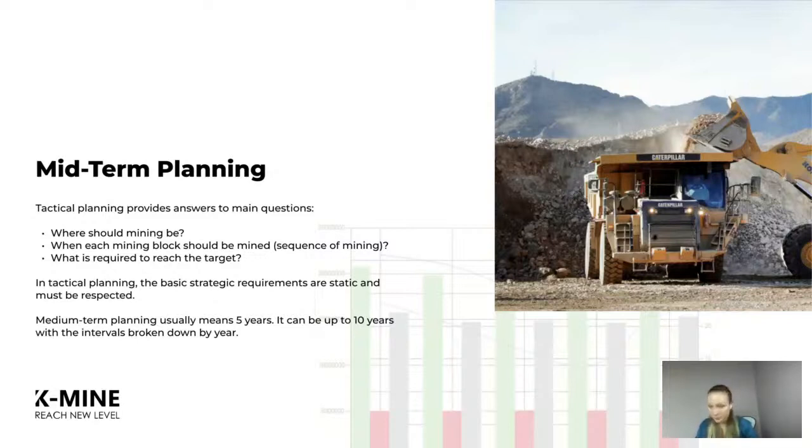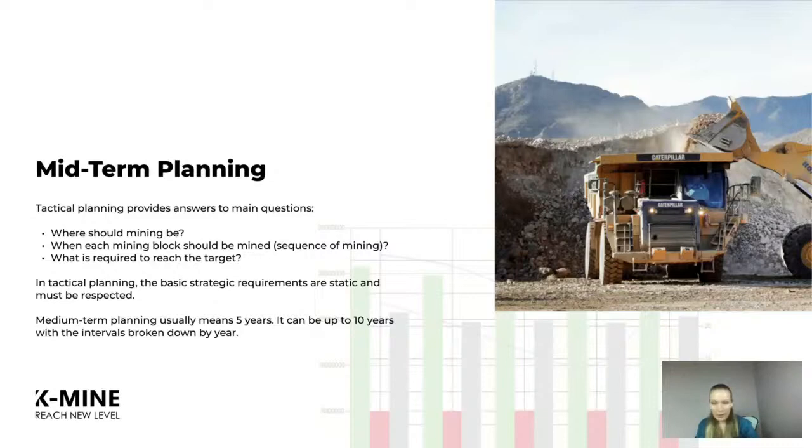The main task here is to study these areas, detail them, and develop a mining calendar for the midterm planning to make sure that the plan follows the intended direction. You can additionally calculate the economic information about the cash flows in the planned time periods. Overall, during this stage, you should understand where to mine and when each mining block should be mined, what is the sequence of the mining, and what do you need to reach that specific target.